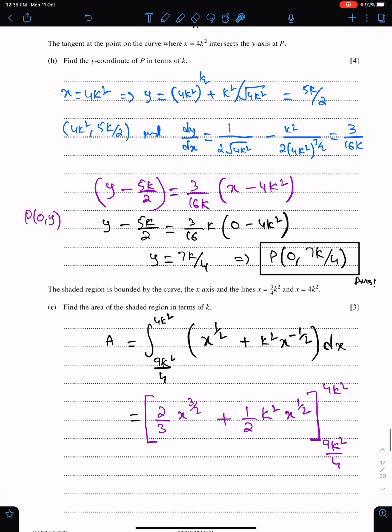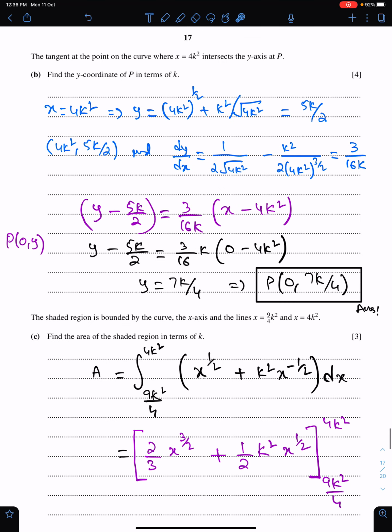Next part of this question. The tangent at the point on the curve where x is this intersects the y-axis at P. So the coordinates of P will be 0, y. For that we need to first find the equation of the tangent. And for the equation of the tangent, we must have the y coordinate of this point where x is 4k square.